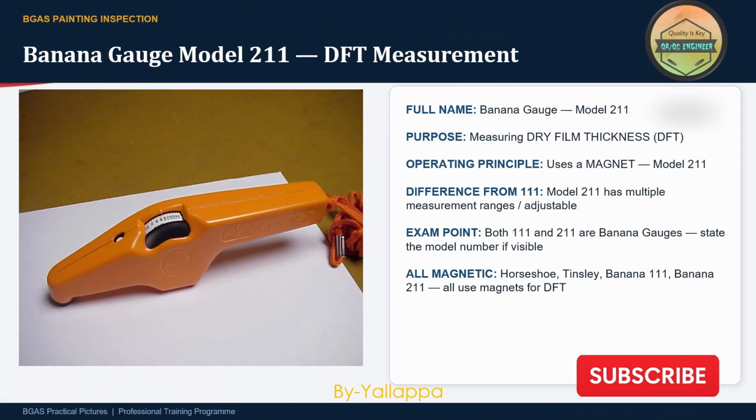This slide shows the banana gauge model 211. The operating principle is similar to model 111, however, the measuring range and calibration features may differ depending on the manufacturer. As inspectors, it is important to verify calibration before taking measurements. A coating thickness measurement is only as reliable as the calibration of the instrument used. Always inspect calibration standards before use and record verification results as part of quality documentation.